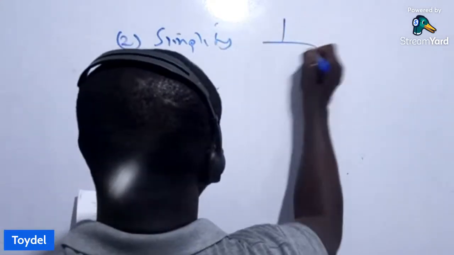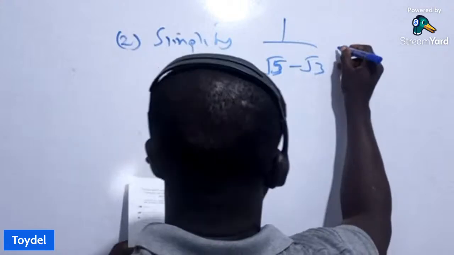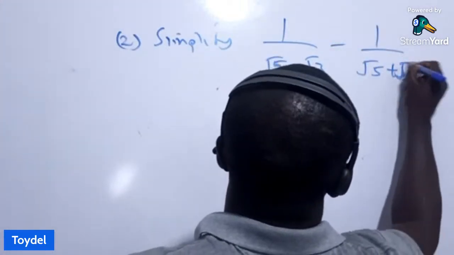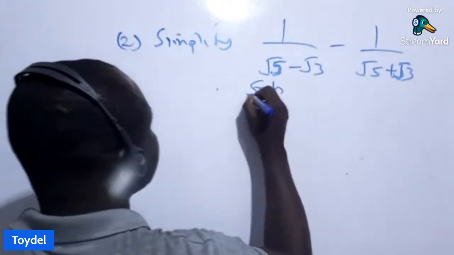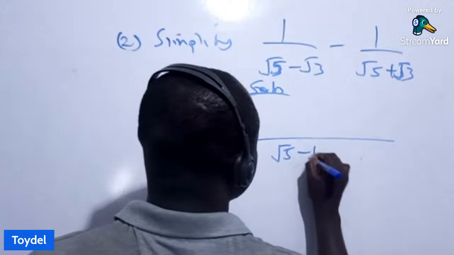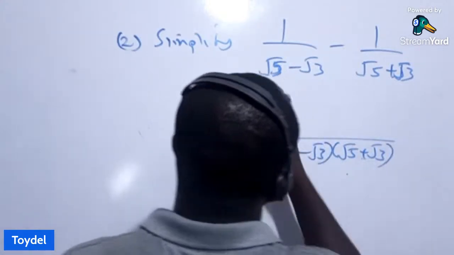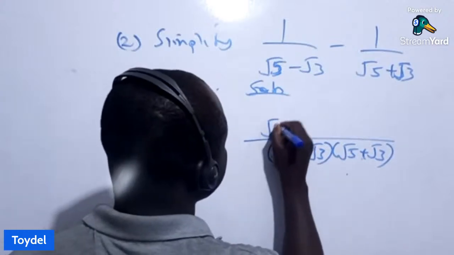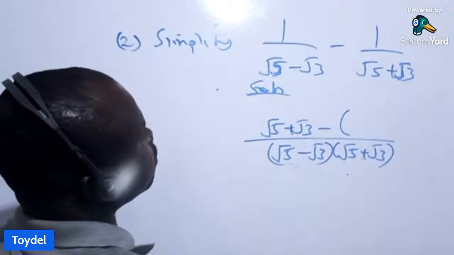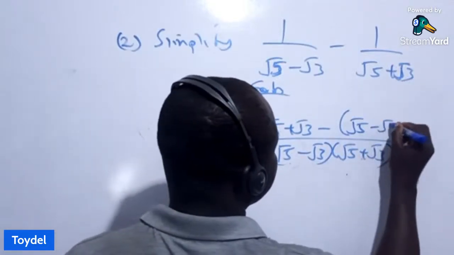Simplify 1 over square root of 3, square root of 5 minus square root of 3 minus 1 over square root of 5 plus square root of 3. Of course, if you have something of this nature, you find the LCM. The LCM will be square root of 5 minus square root of 3 into bracket square root of 5 plus square root of 3. So this in this, we are going to have this. So we are going to have square root of 5 plus square root of 3, minus is the operating sign there. This in this, you are going to have this square root of 5 minus square root of 3.